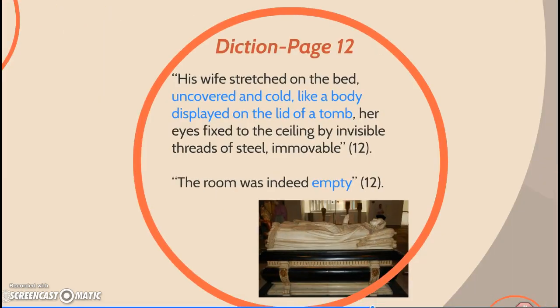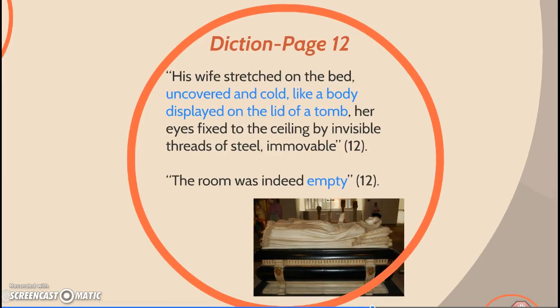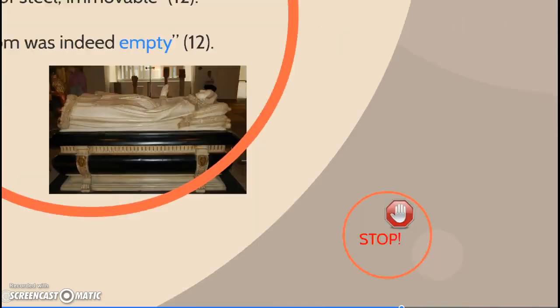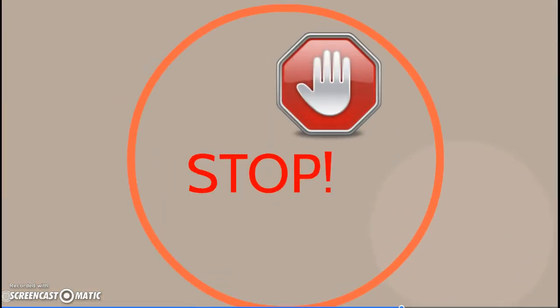Okay, let's highlight the words used to describe Mildred and the bedroom. Let's see. Uncovered and cold, like a body displayed on the lid of a tomb, empty. Stop. Please pause this presentation and complete task number 2.